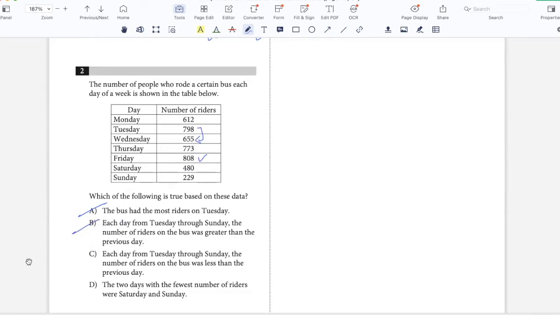Each day from Tuesday through Sunday, the number of riders on the bus was less than the previous day. No, that also is not true. The 2 days with the fewest number of riders were Saturday and Sunday. Fewest is Saturday and Sunday, correct. So D.